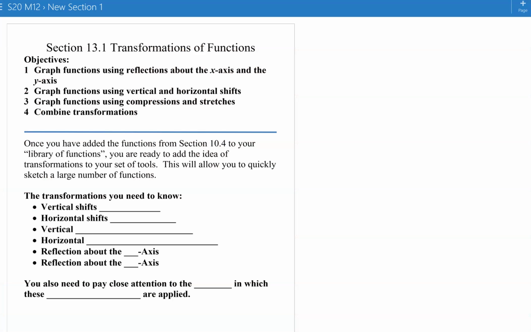Section 13.1 is transformations of functions, and we're going to talk about 3 different types of transformations. So reflections about the x and y axes, vertical and horizontal shifts, and compressions and stretches. The first 2 types are called rigid transformations because the shape of the graph doesn't change.